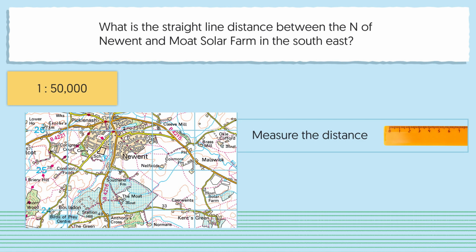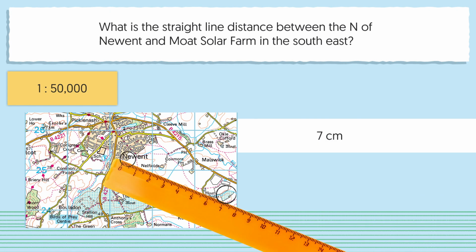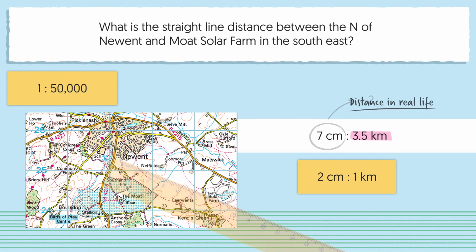This is why it's important to remember to take a ruler into the exam room. You can also take in your calculator, which might help you to convert centimetres to kilometres. Imagine you find with your ruler that it's 7 centimetres. On the map, 2 centimetres is equal to 1 kilometre. This means you need to divide 7 by 2. So 7 centimetres is equal to 3.5 kilometres. That would be the distance in real life between the two places.